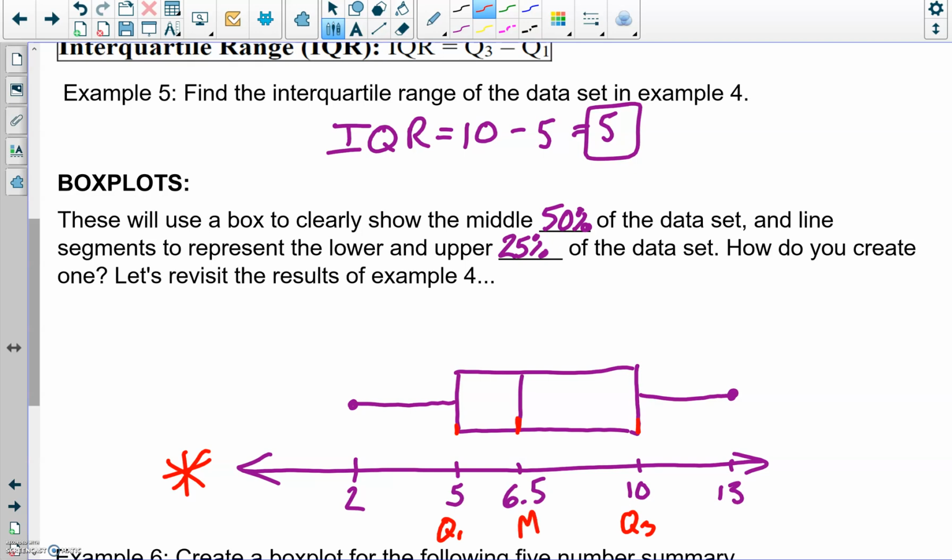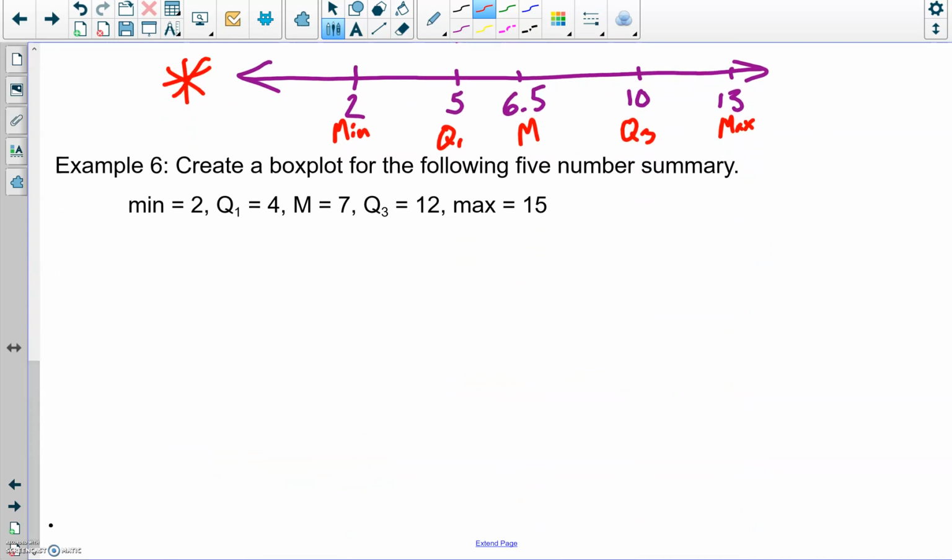And then you will also have whiskers, as they call them sometimes. Box and whisker plots is another name for these. And the whiskers are just little line segments that go out to the max and min on the left and right. You'll see variations of these when outliers are present sometimes, but they don't do a lot with that in this book or this class. But that's the basic idea of a box plot. So what I want you to do is create one for that 5-number summary. Go ahead and pause.